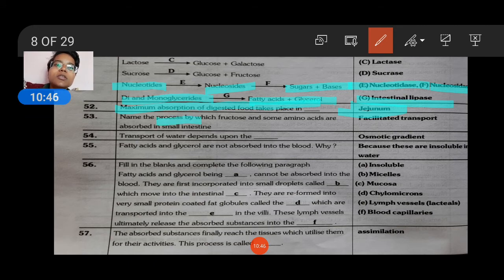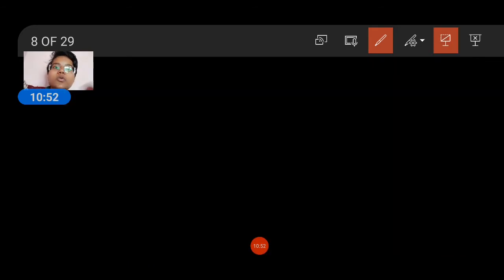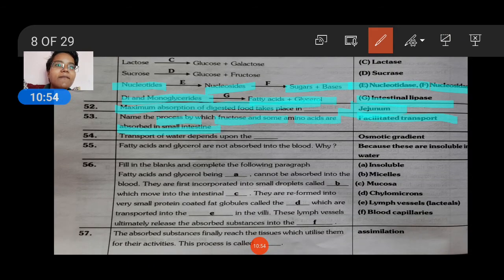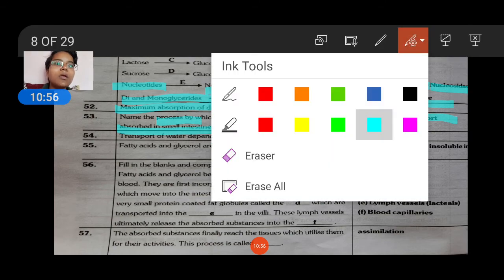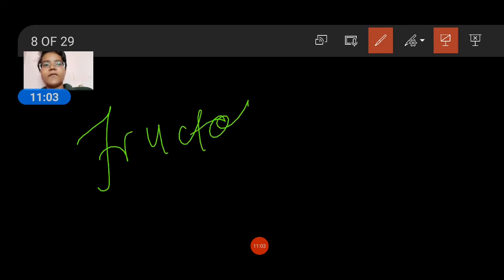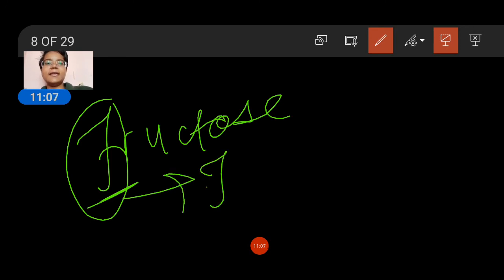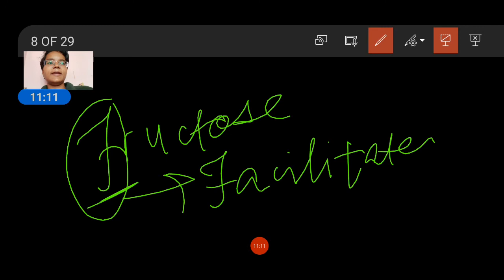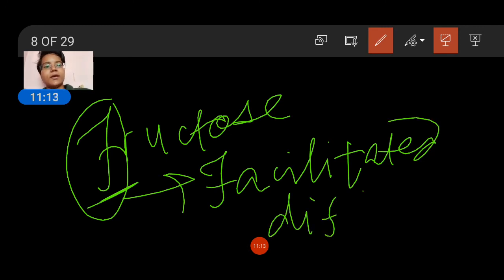Name the process by which fructose and some amino acids are absorbed in the small intestine. Facilitated diffusion. You can learn it in 1 minute. I have a trick. As you know, fructose starts with F. F for fructose and F for facilitated diffusion.